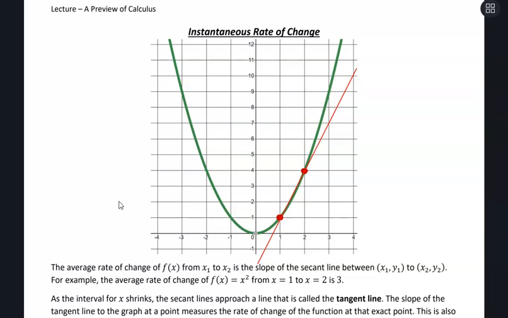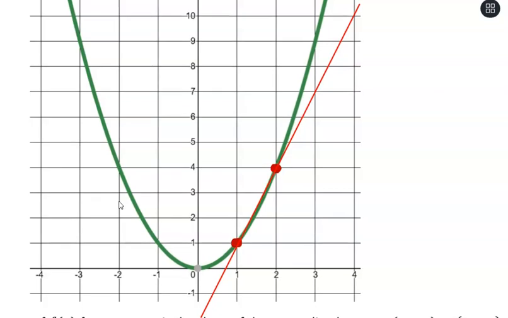First off, average rate of change for f of x goes from two coordinates, x1 to x2, and it represents the slope of the secant line between those two coordinates. So for this graph up above, if we graph x squared and look for the average rate of change from x equals 1 to x equals 2, that average rate of change is equal to 3. Visually, we have our parabola, with my two coordinates (1, 1) and (2, 4). If I draw the line between those 2 points on that function, that line is called our secant line.